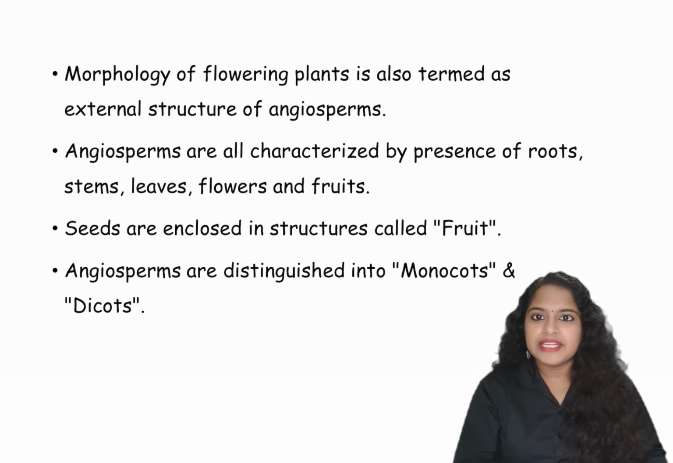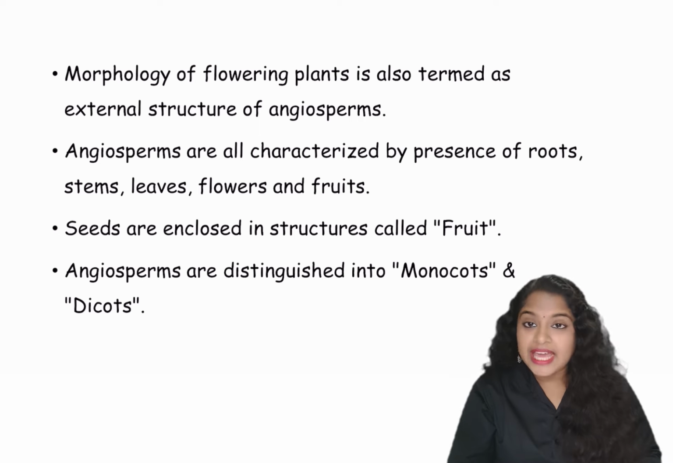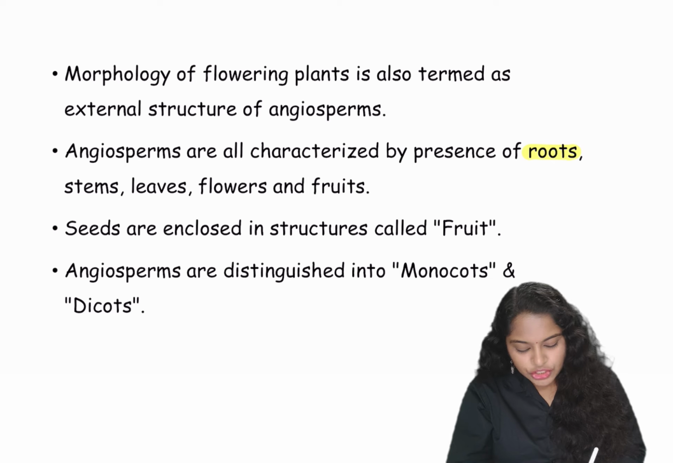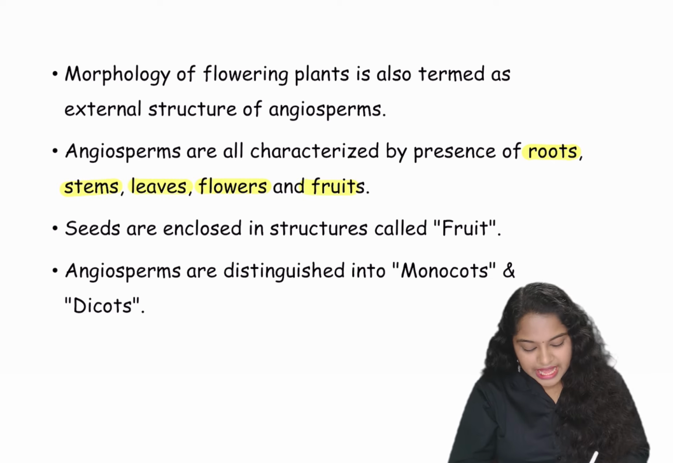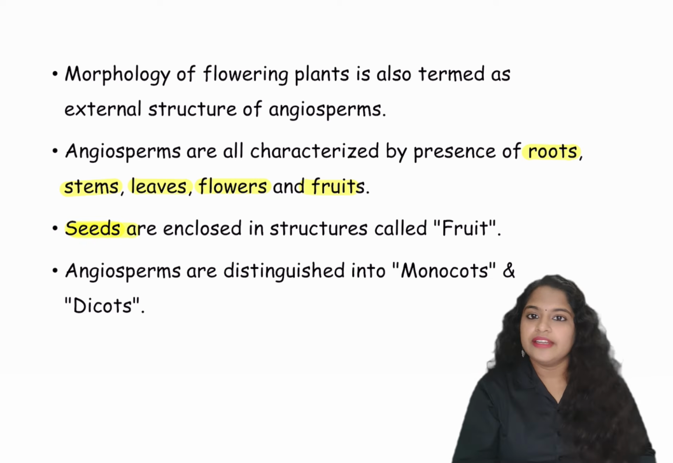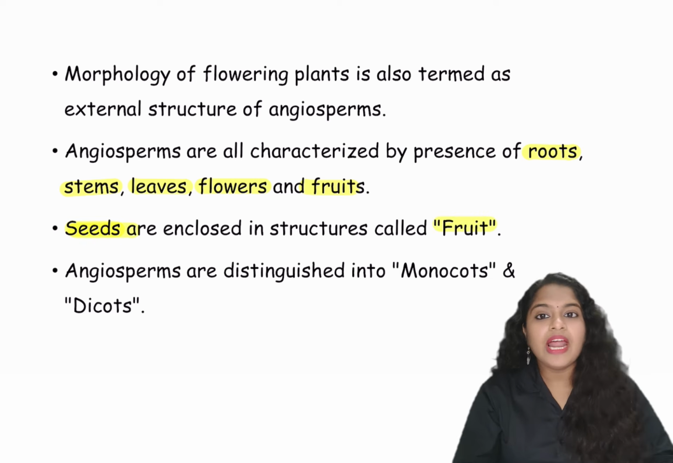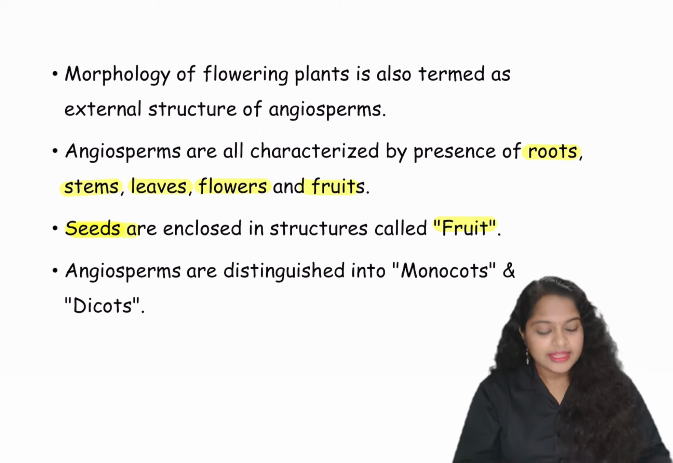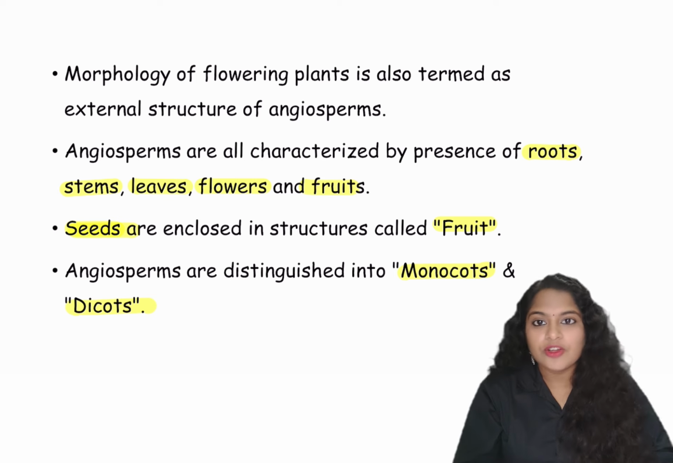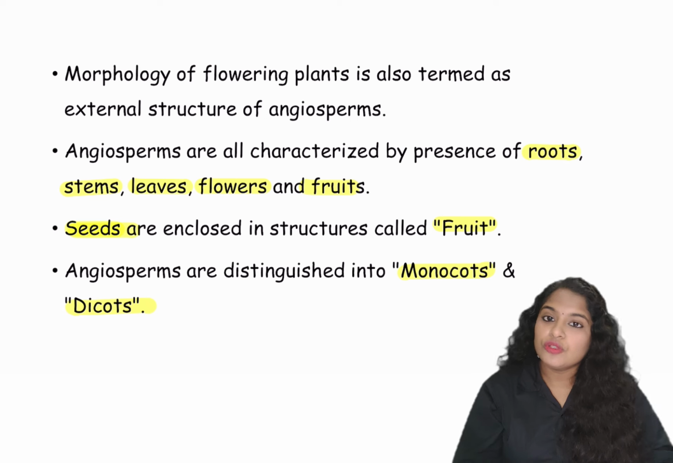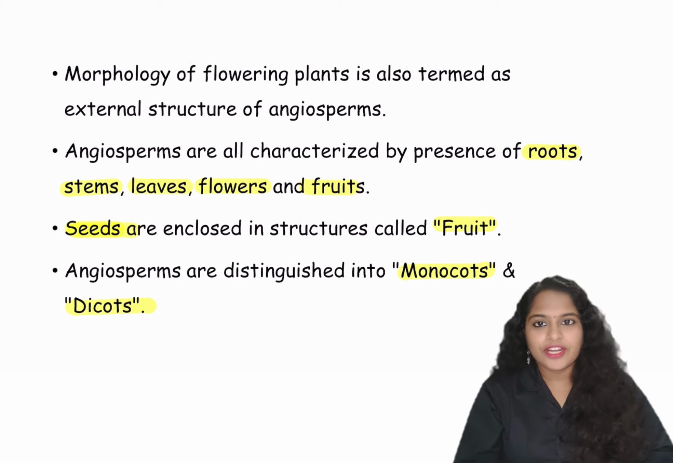So in this chapter we are going to learn about the angiosperms, that are the flowering plants. What are the characteristic features of a flowering plant? It is characterized by the presence of root, shoot, leaves, flowers and fruits. And these angiosperms have seed which is enclosed inside a fruit. And we have learned before, angiosperms can be divided into two, that is monocots and dicots. The plants which have a single cotyledon are called monocots, and the plants whose seeds have two cotyledons are called dicotyledons.